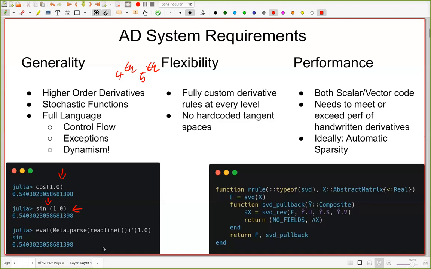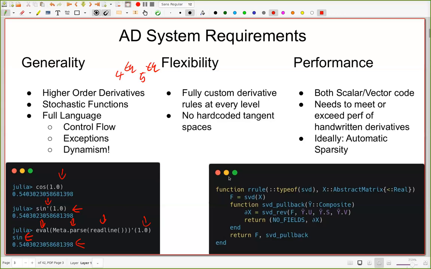But then we want to do significantly more complicated things also. So down here in the next example, I'm reading a line, I'm parsing it, and then I'm evaling it, and then I'm again passing in 1.0. And so on the next line where it asked me for the input, I set sine, and I again get the same answer. And the point here is just that the AD system needs to be able to handle the entire language, even if somebody puts in a readline or a parse or an eval. And obviously this is not a real example, but this kind of thing where people do very dynamic, non-static things, we do want to support well in our AD system.